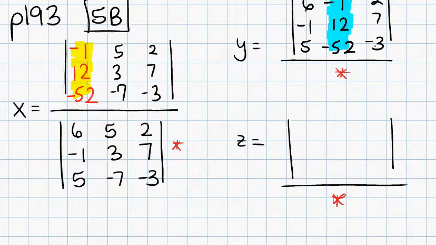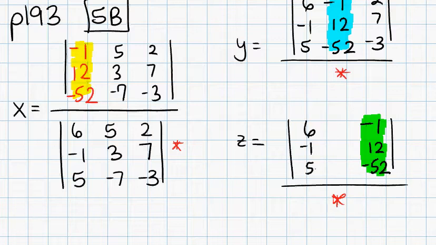And then for z, again, z's column is the rightmost column. So the rightmost column gets the answers. And the other two columns stay the way they were originally: 6, -1, 5, 5, 3, -7.